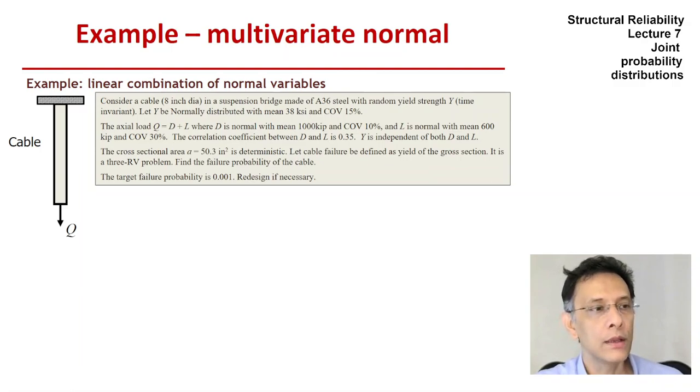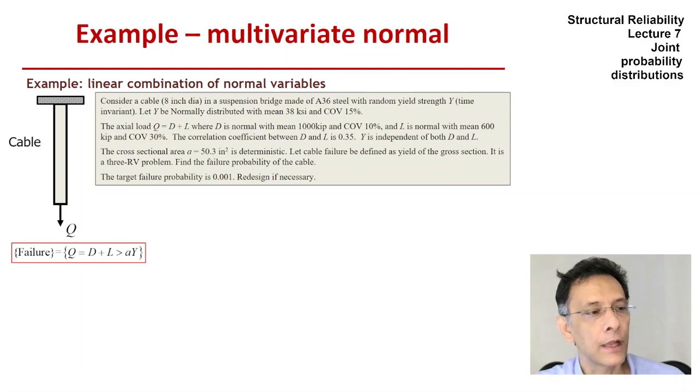Here we consider it to be a three random variable problem in which we have introduced two more random variables, the dead load and the live load, D and L. And because we want to look at linear combinations of normal random variables, we have made all of them normal. So yield strength is normal, the dead load is normal, and the live load is normal. And not only that, there is a little bit of dependence between D and L.